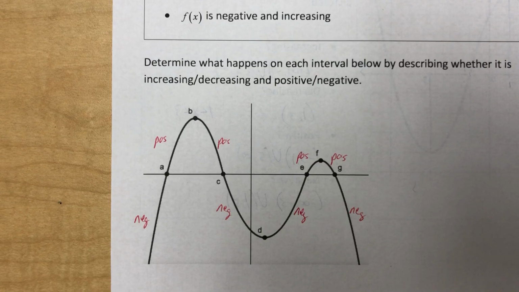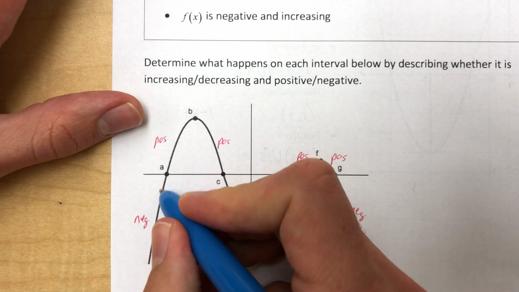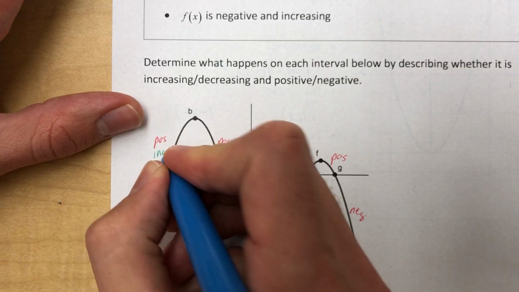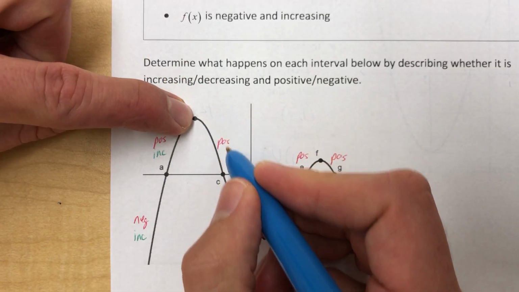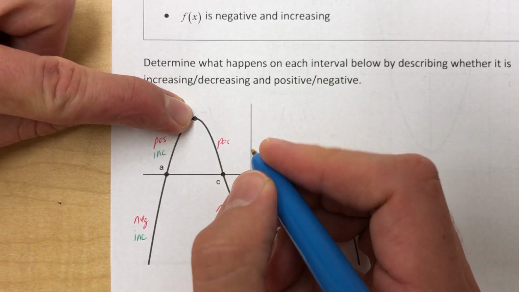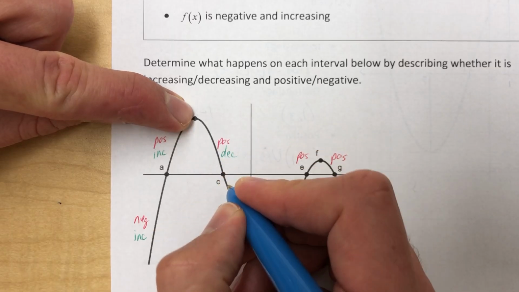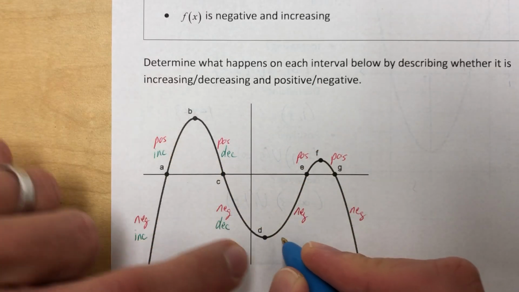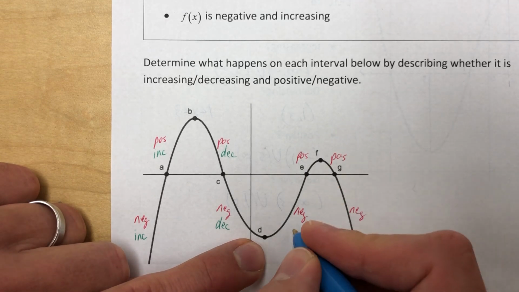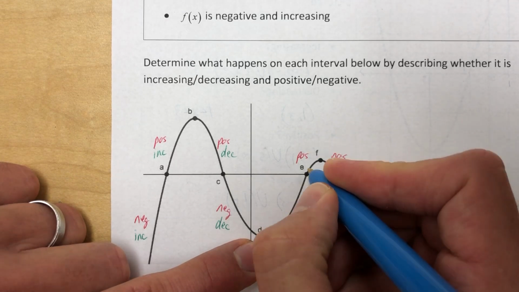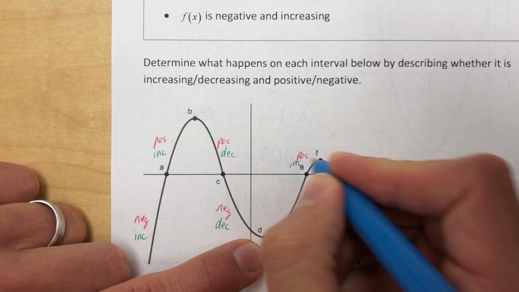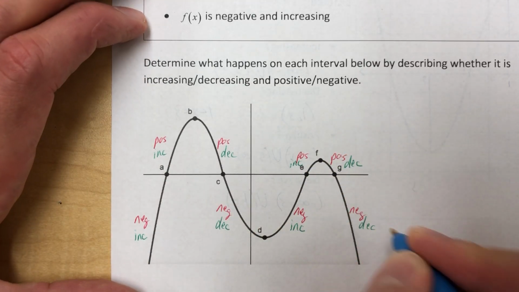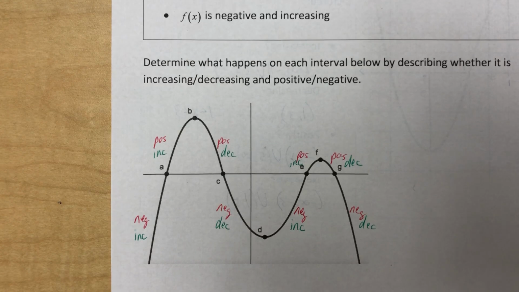Now let's talk about increasing and decreasing. So going up, increasing, still going up, increasing, positive but decreasing, which means it probably won't be positive very long, negative and decreasing, it turns around, it is now increasing, it is still increasing, it turns over, and now it's decreasing and decreasing.